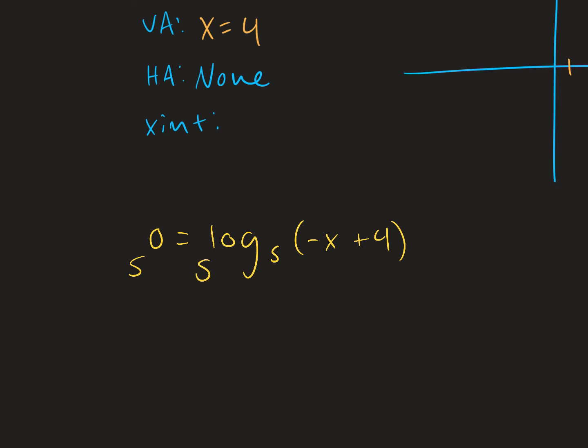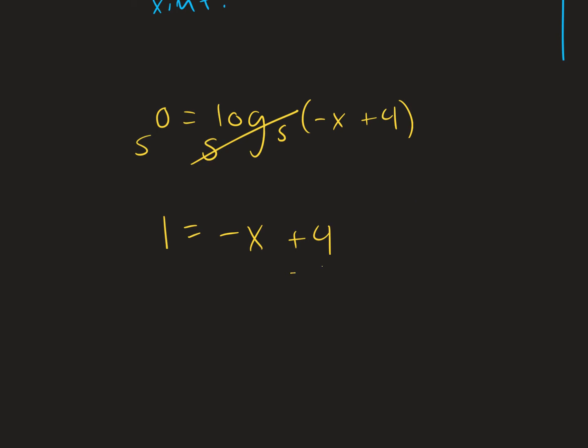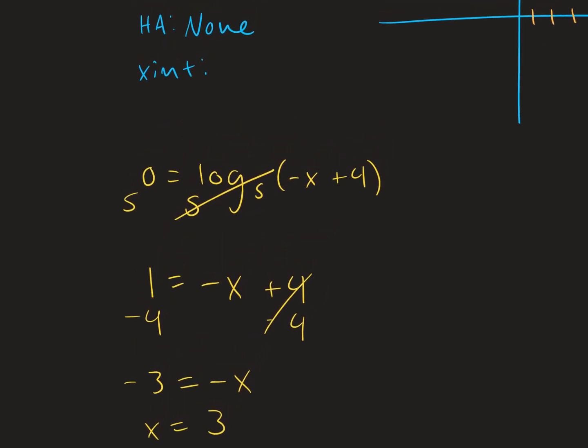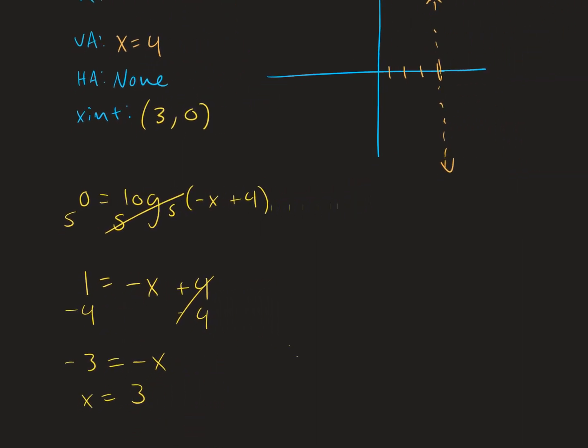What's 5 to the power of 0? 1. 5 to the power of log base 5 cancels, and I'm just left with negative x plus 4. Subtract 4 on both sides. So this would be negative 3 is equal to negative x, so x is equal to 3. So my x-intercept would be 3, 0. So on my graph, I go to the right 3 and stay at 0.